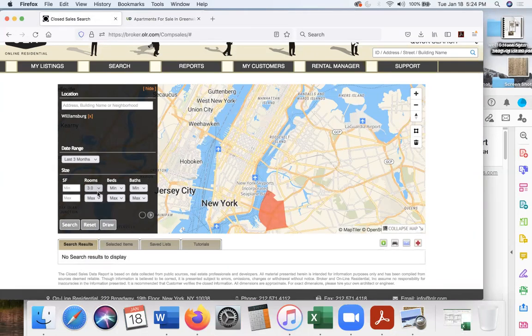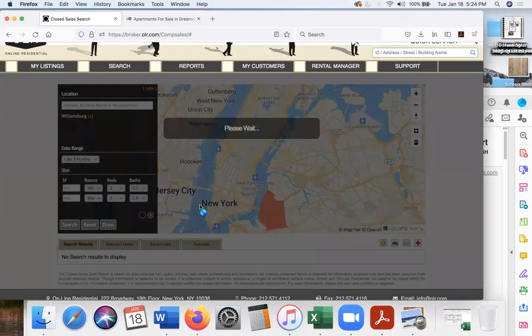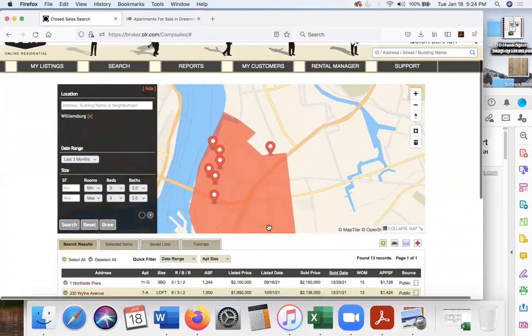Oops, sorry, let's keep that blank. For 3-bedroom, 2-bath apartments, and we just want 3-bedroom, 2-bath. So let's make that exact. I'm gonna hit search, right? And this is gonna spit out information.